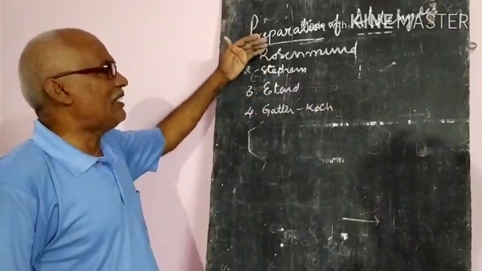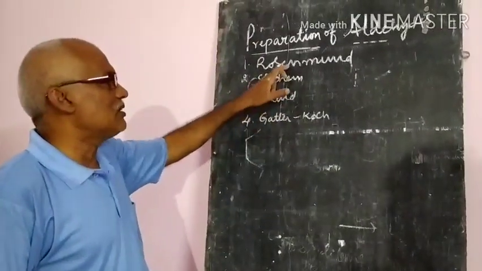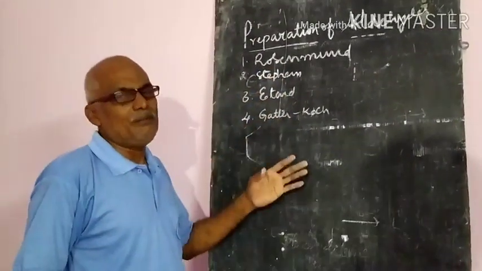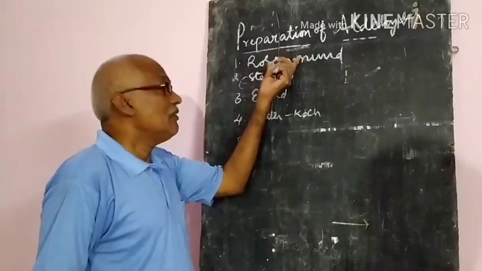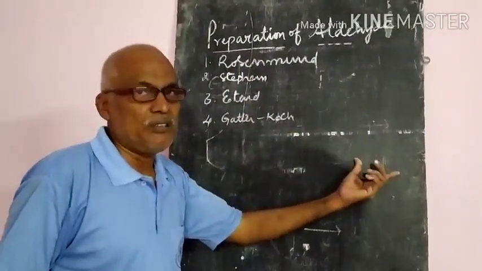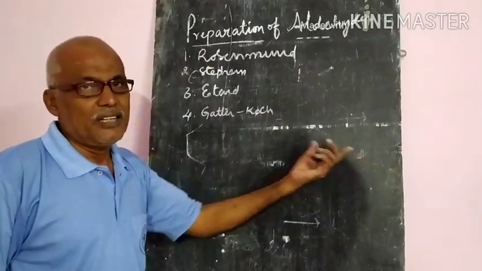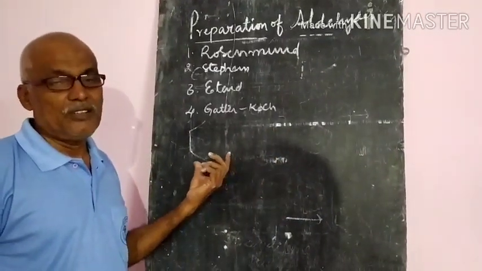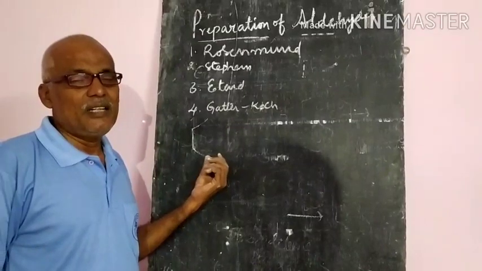Then only you can write the reactions very easily. They don't ask directly by name reactions. Sometimes they may ask, but what is the name reaction? What things are converted into what products? That point you should know. So learn well, write well, and practice well.